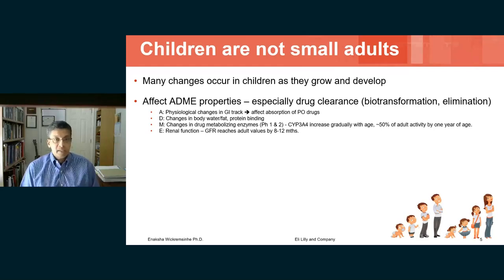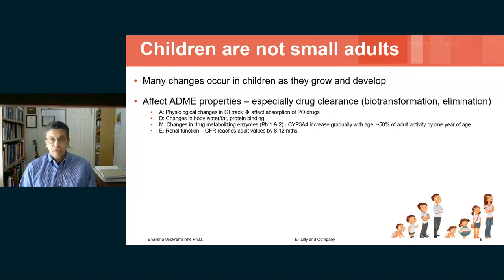The physiological changes that happen in the GI tract can affect absorption of your orally administered drugs. Changes happen in your body water, body fat content, right? These can have an impact, and also there could be differences in protein binding that can impact the availability of your drug and the distribution. Drug metabolizing enzymes, right? Both phase 1 and phase 2 enzymes can change as children mature. It's well known and documented.